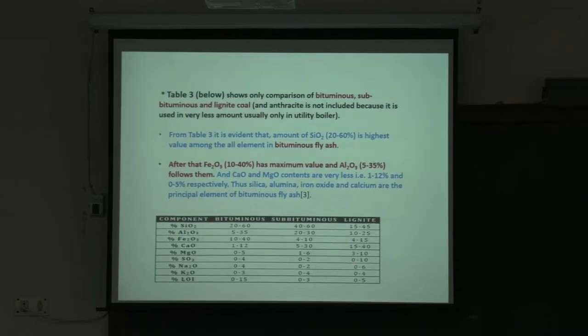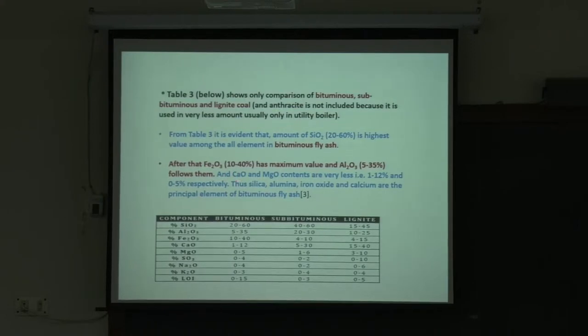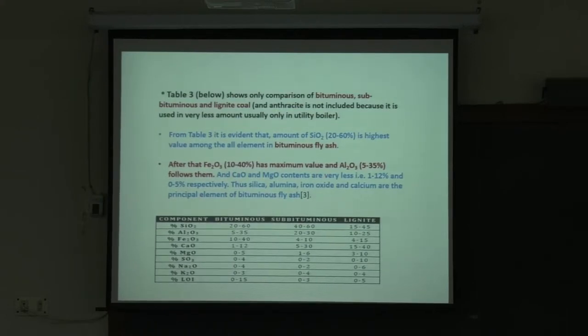So, lignite has the lowest amount of silica. Subbituminous has about 40 to 60, so it should be the higher one compared to bituminous, 20 to 60. After that, Fe2O3 is 10 to 40% and Al2O3 is 5 to 35% follows them. So Fe2O3, then Al2O3, and calcium oxide and magnesium contents are very less, about 1 to 12% and 0 to 5%. The silica, alumina, iron oxide are the principal elements of bituminous fly ash.